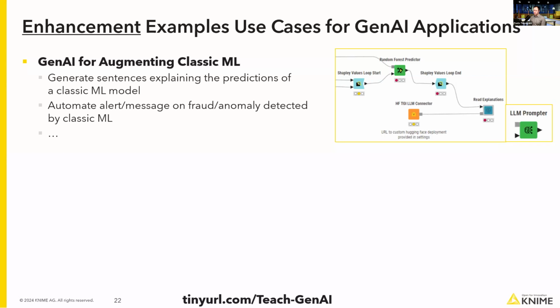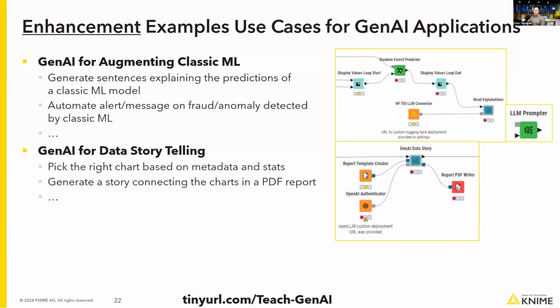Another thing you could do is to automate the message based on a machine learning prediction. So for example, we have a fraud or an anomaly detected by a classic machine learning model, and we basically want to automate the step happening after, to send a message, and the message is nice and complex, and to understand this complexity by using GenAI.